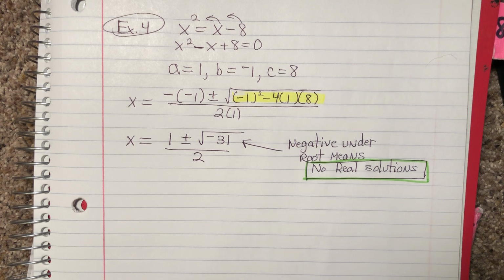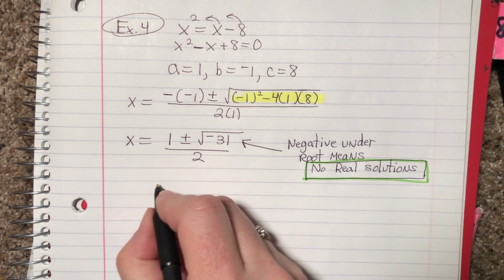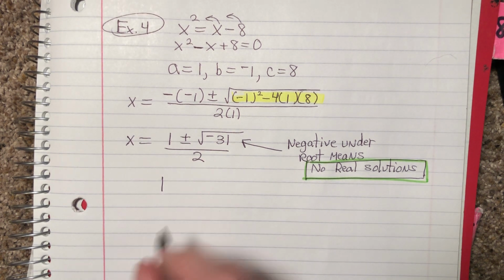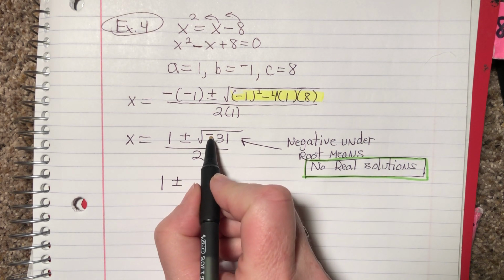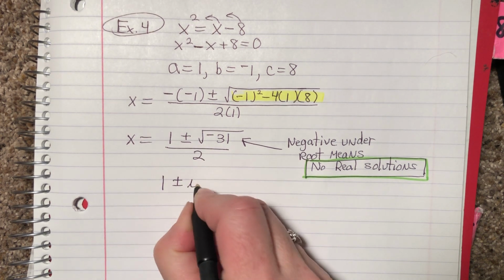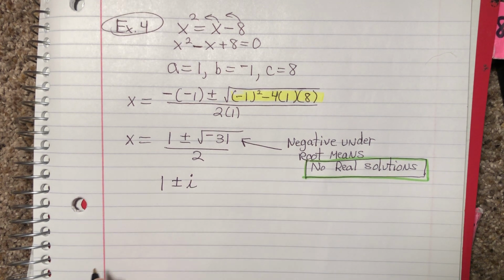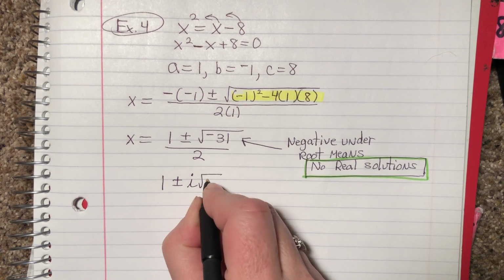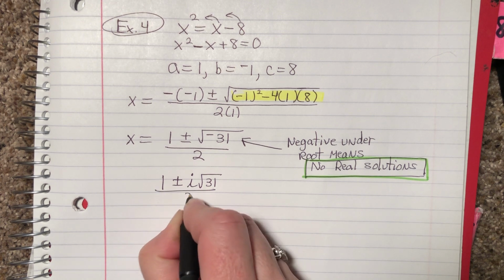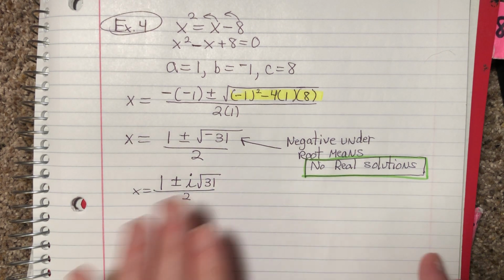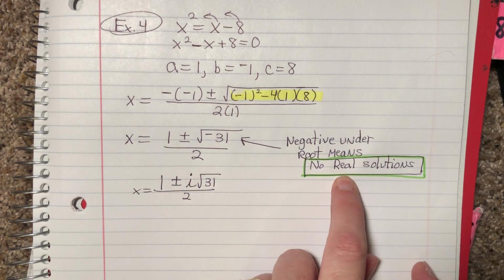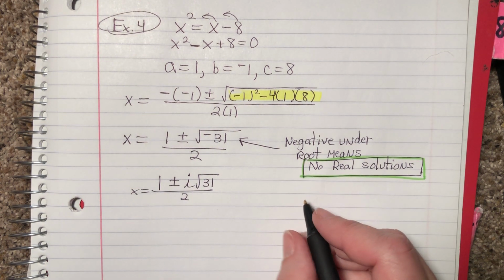But what you can do to find the imaginary solutions, and you've probably seen this on STAR, is 1 plus or minus, this negative sign can come outside the square root and it becomes an i. The 31 is under there. These are the 2 imaginary solutions. You don't have to worry about that. That's your answer. No real solutions.